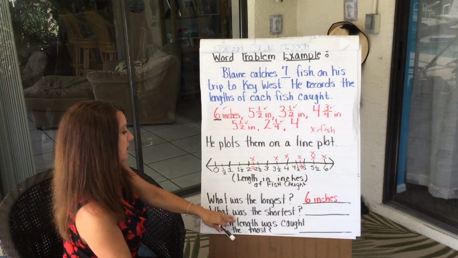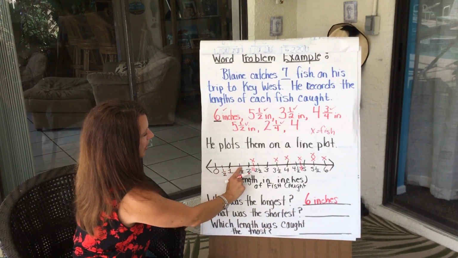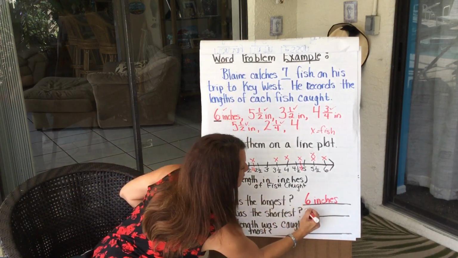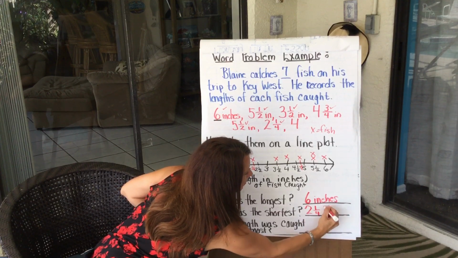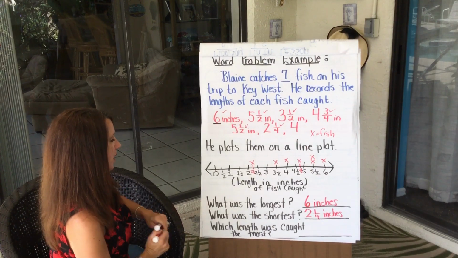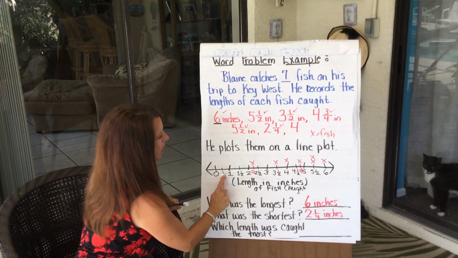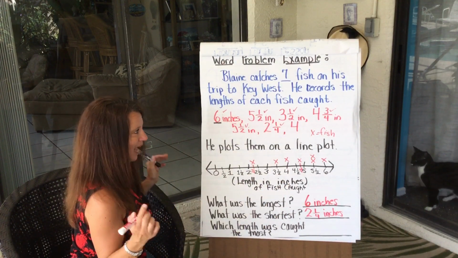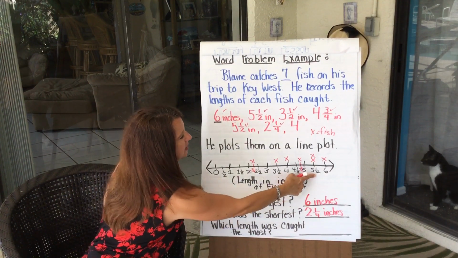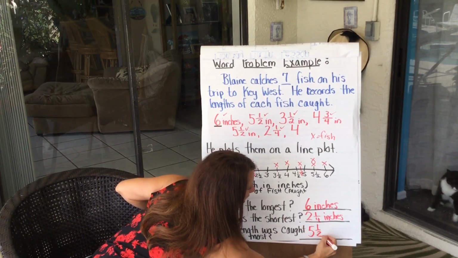All right, what was the shortest? So the shortest one we have, if we go across the line, was 2 1/4 inches. And then we say which length was caught the most. So which one of these lanes has the most X's? And we see that it's 5 1/2 because it has 2. 5 1/2 inches.